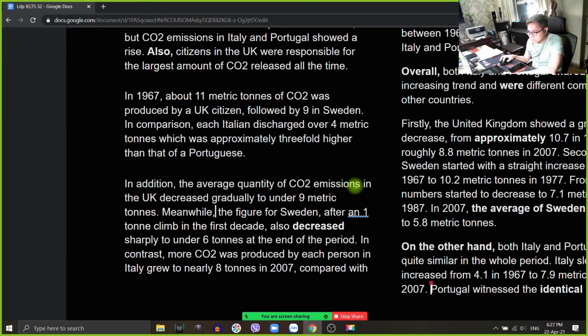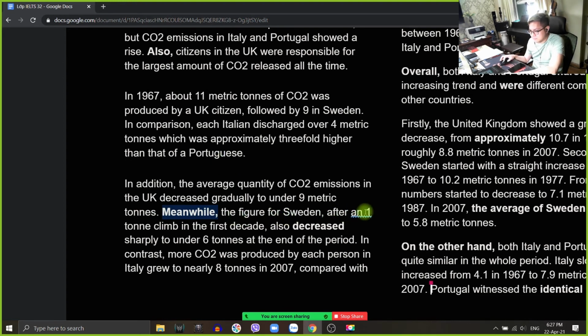Thì cái câu này nó sẽ thành là nó nói về cái trung bình CO2 thải ra ở UK thôi, nó giảm từ từ đến dưới 9 metric tons thôi. So this sentence becomes like it talks about emission in the UK only. And then start a new sentence. Meanwhile, trong khi đó, bắt đầu câu mới là meanwhile.